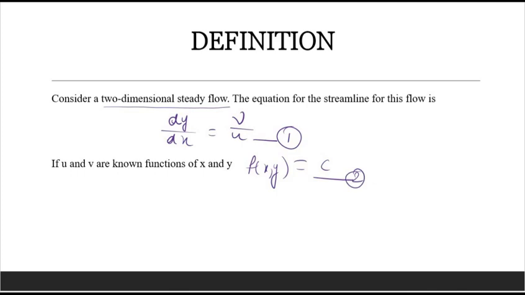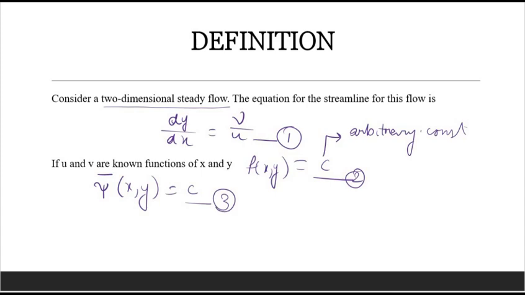Now over here, what is this c? C is any arbitrary constant of integration which has different values for different streamlines. Now what we will do is denote this function f by the symbol psi bar. So I can write it as psi bar of x comma y is equal to c. This would be our equation 3.